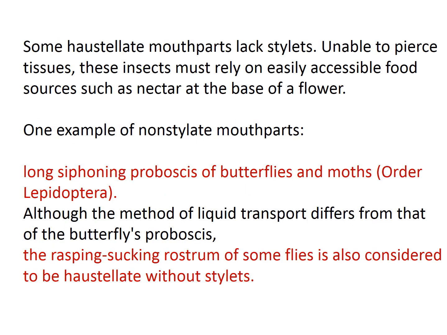Some suctorial mouthparts lack stylets, unable to pierce tissue. These insects must rely on easily accessible food sources such as nectar at the base of the flowers. One example is the long siphoning proboscis of butterflies and moths, which come under Lepidoptera. Although the method of liquid transfer differs from that of the butterflies' proboscis, the rasping, sucking type, the rostrum of some flies, are also considered to be suctorial type without stylets.